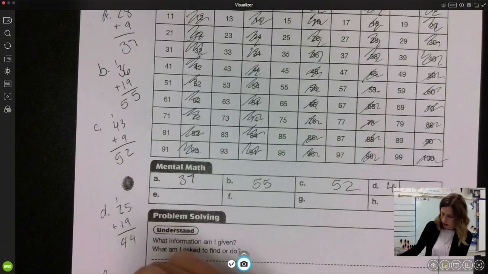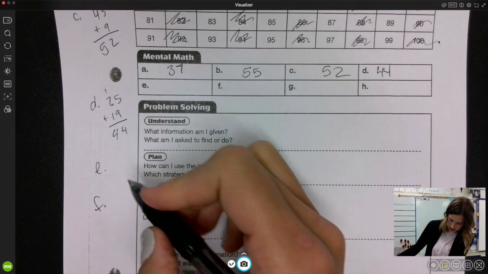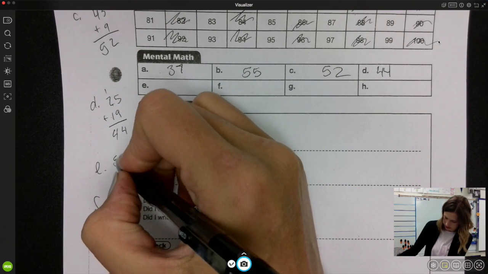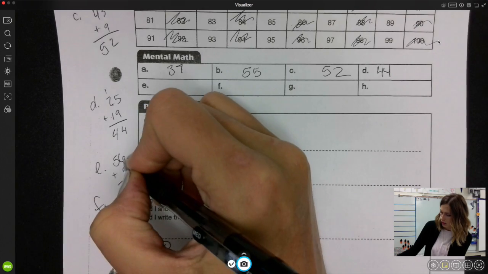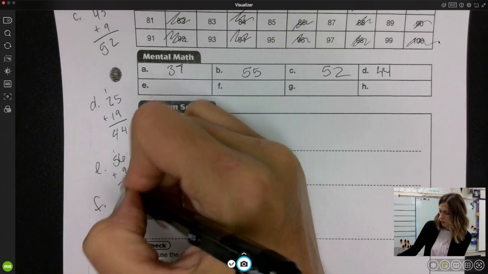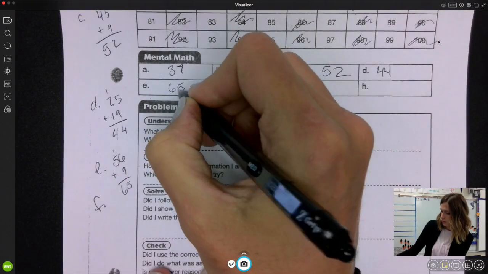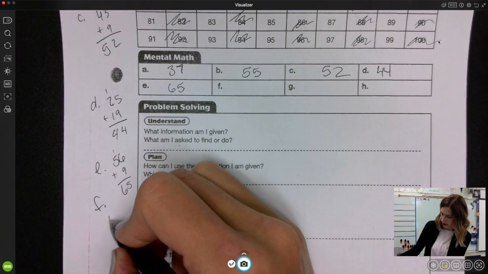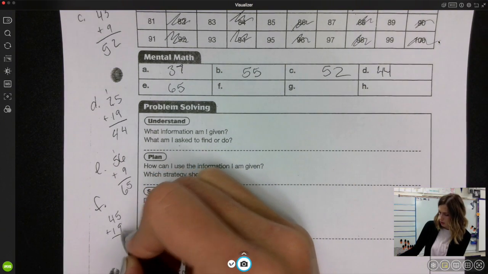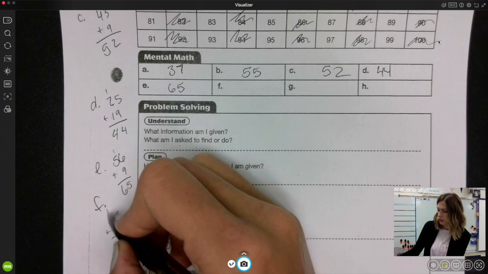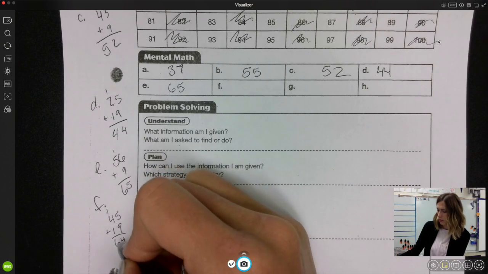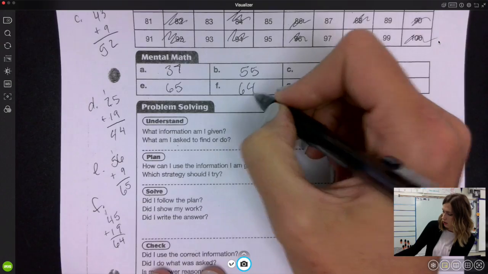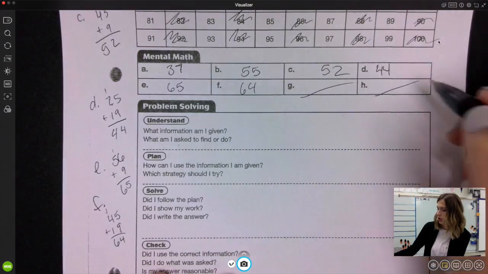E and F. E says 56 plus 9. 6 plus 9 is 15. 1 plus 5 is 6. F says 45 plus 19. 5 plus 9 is 14. 1 plus 4 is 5. Plus 1 more is 6. So you get 64. Once again, no G, no H for today.